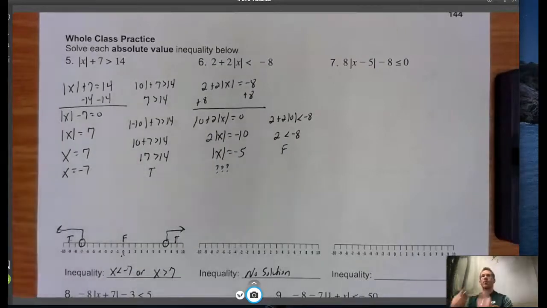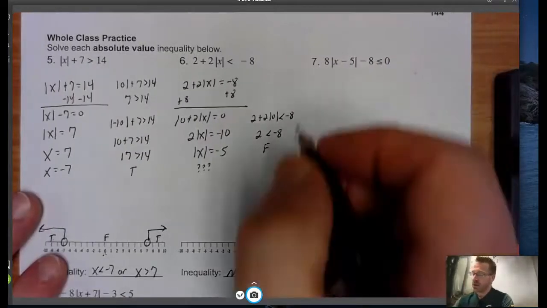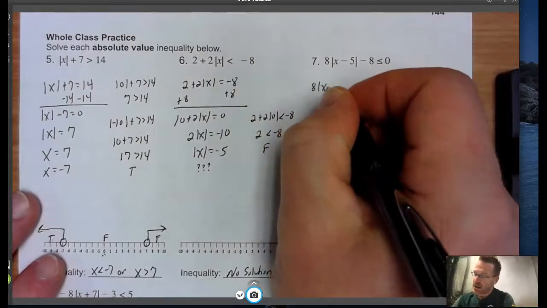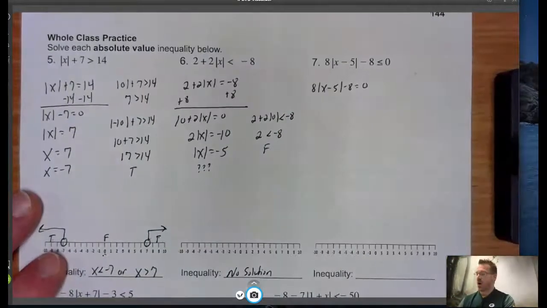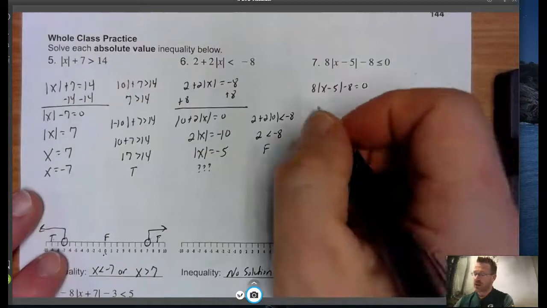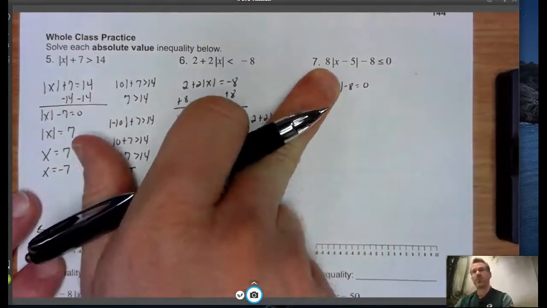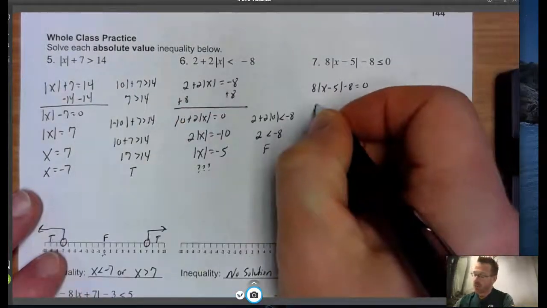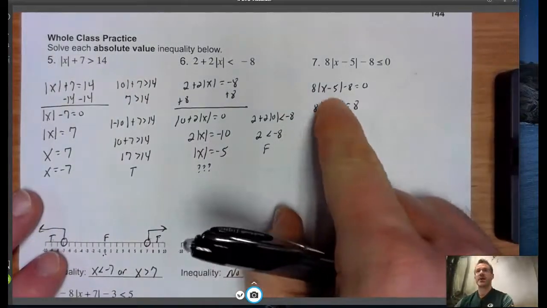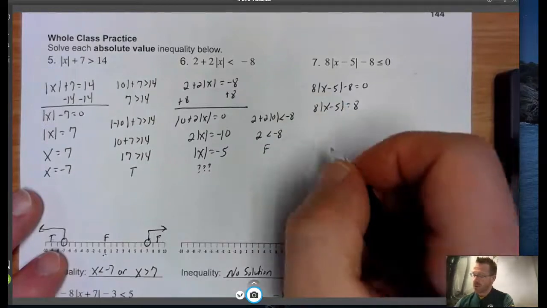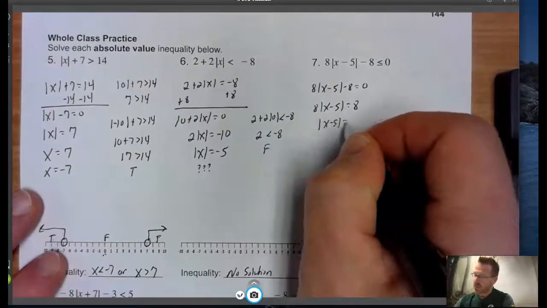All right, let's do one more problem together here. Let's do number 7. So once again, let's start by writing it as an equation. All right, and then solve that equation. All right, so it's already equal to 0. So what minus 8 is 0, which would be 8. So all of this must equal 8. And then 8 times what is 8? That would be 1. So that means the absolute value of x minus 5 is equal to 1.